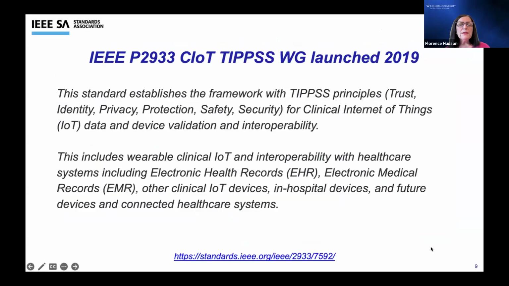So we started with this, and then we launched the TIPPSS working group, Clinical IoT Data and Device Interoperability with TIPPSS, in 2019. For P2933, a project with a P before it is a standard, which we just graduated to. The purpose was to establish the framework with TIPPSS principles: trust, identity, privacy, protection, safety, and security for clinical Internet of Things data and device validation interoperability. This includes wearable clinical IoT, implantables, and interoperability with healthcare systems, including EHR, EMR, other clinical IoT devices, in-hospital devices, and future devices in connected healthcare systems.